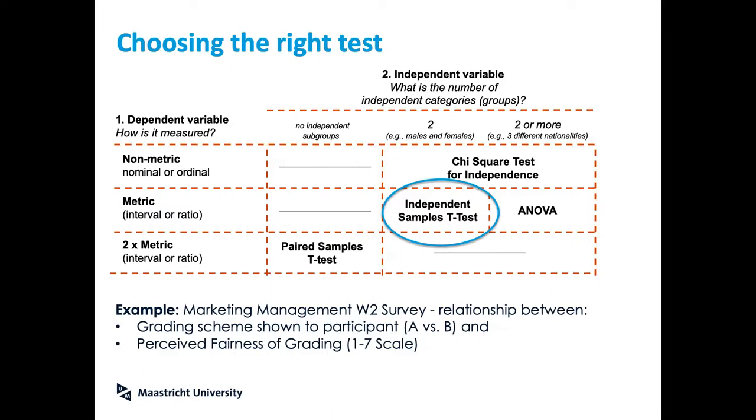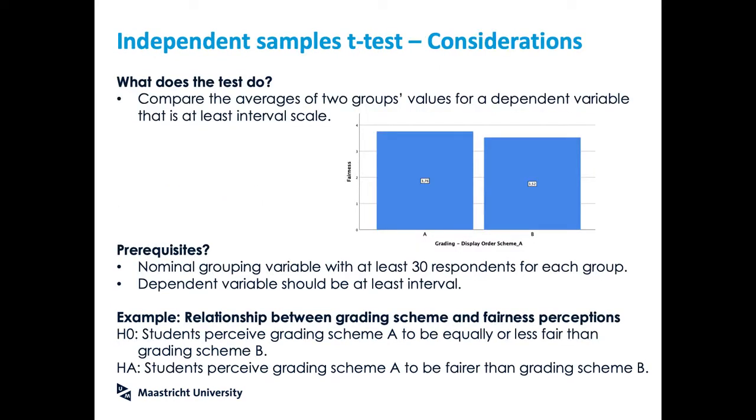And the dependent variable in this case was the perceived fairness of grading measured on a 1 to 5 interval scale. What the independent samples t-test does is it allows you to compare the averages of 2 groups' values on a dependent variable. And the dependent variable, as previously mentioned, needs to be measured at least on an interval scale.